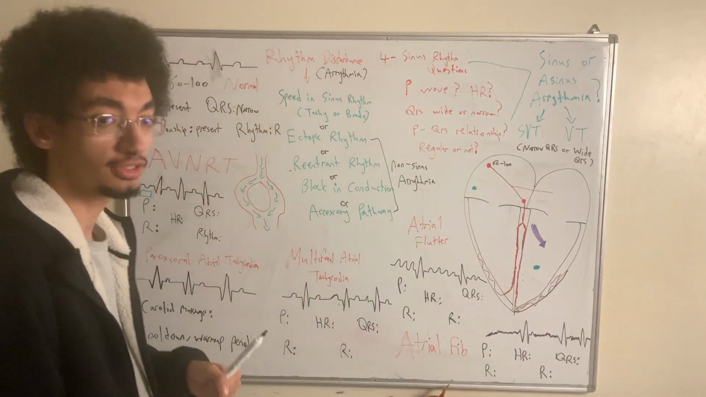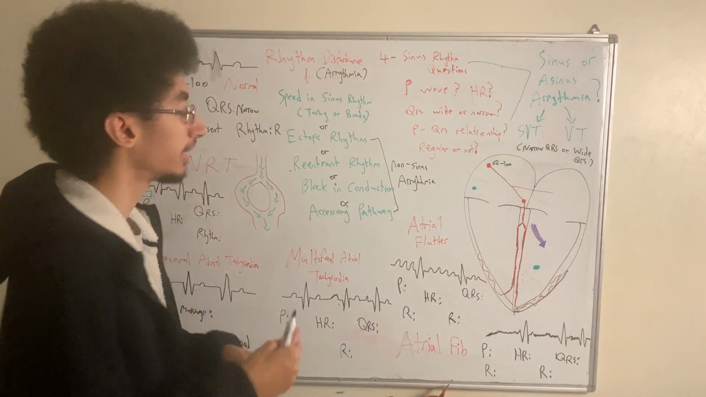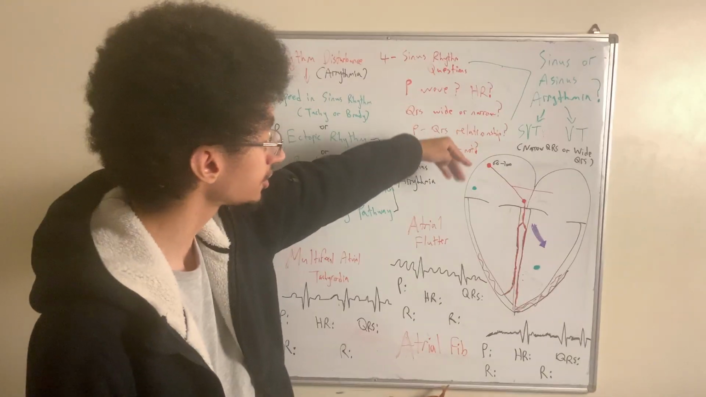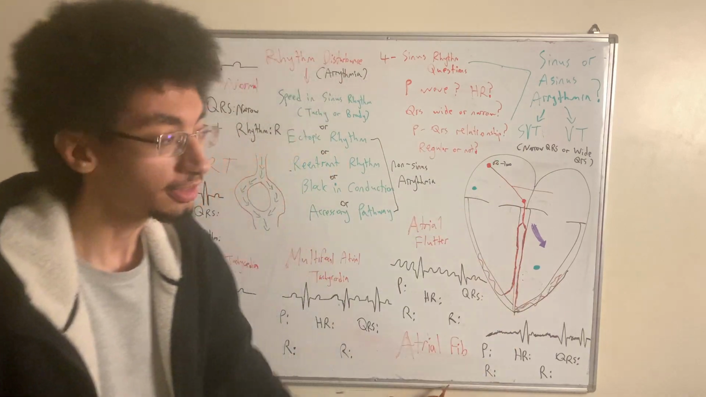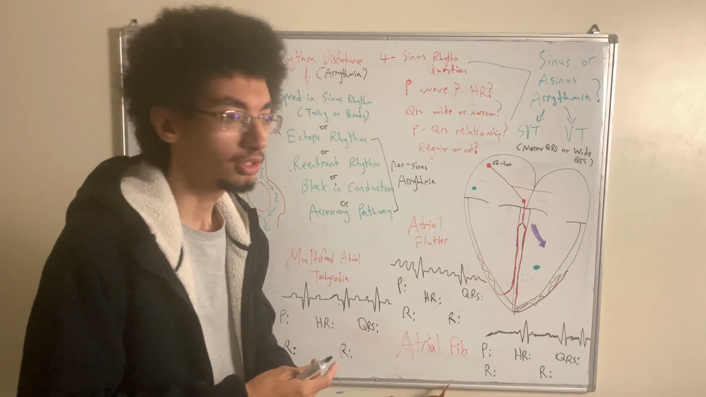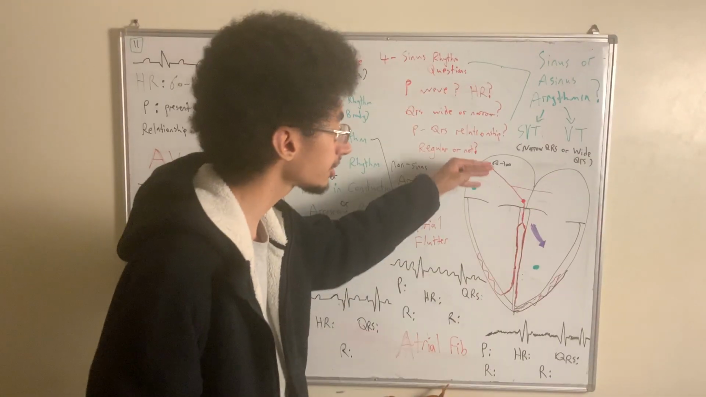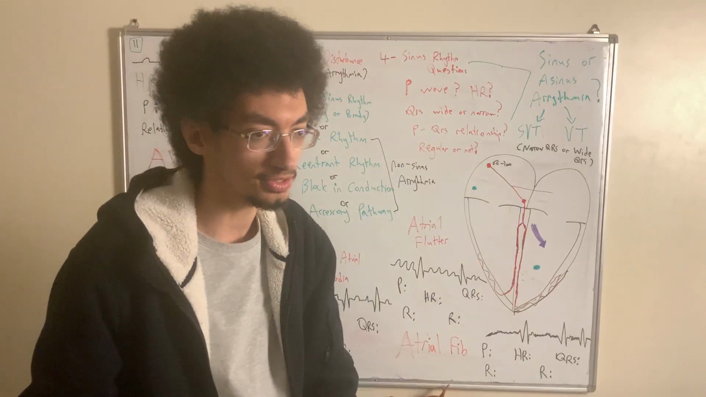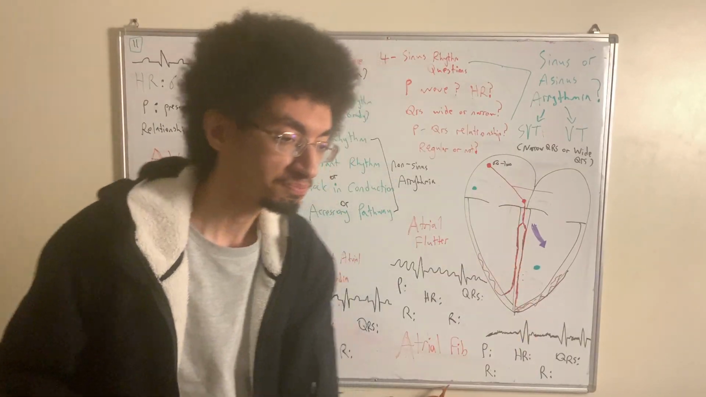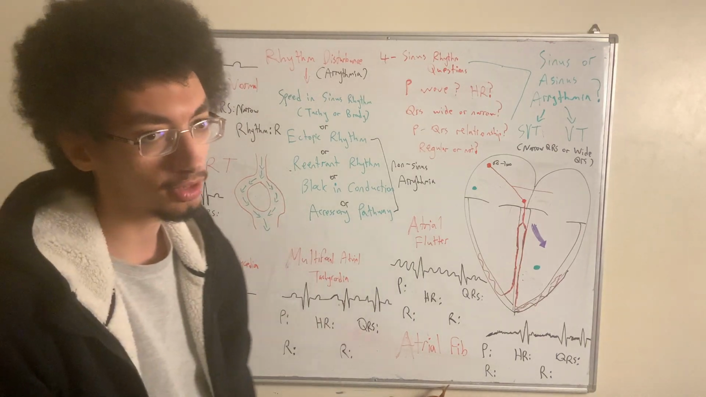There is a normal sinus rhythm. However, the problem is that the electricity, the action potential that's going through this normal pathway, may be too fast, or it may be too slow. If we have an action potential that's going very fast throughout the normal pathway, they call this sinus tachycardia, in which the heart rate is above 100.